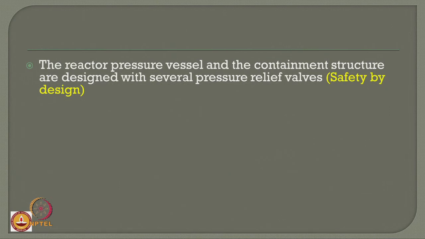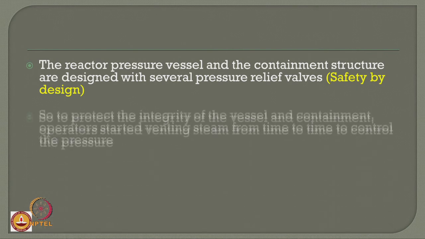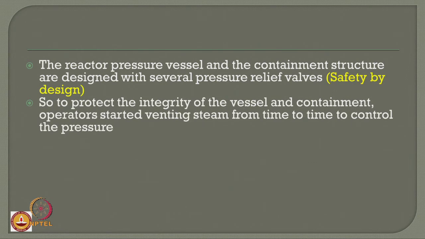So, the reactor pressure vessel and the containment structure are designed with several pressure relief valves, what we call PRVs. This is a point to be noted, friends, it is safety by design again. So, to protect the integrity of the vessel and the containment, operators started venting steam from time to time to control the pressure. So, this is safety by training, operation and process.